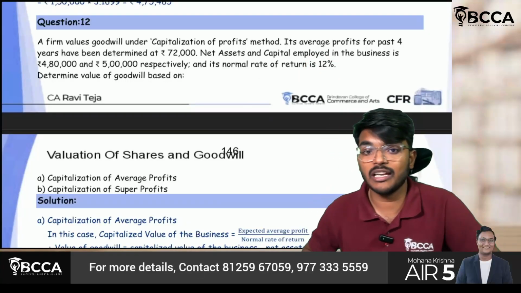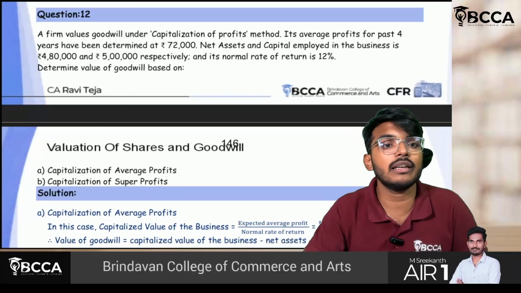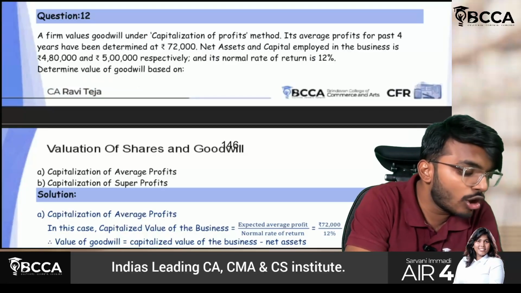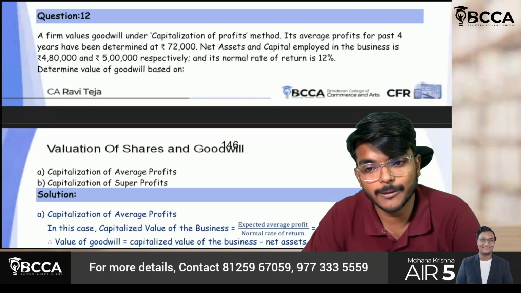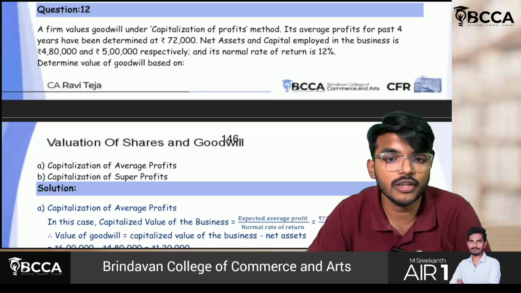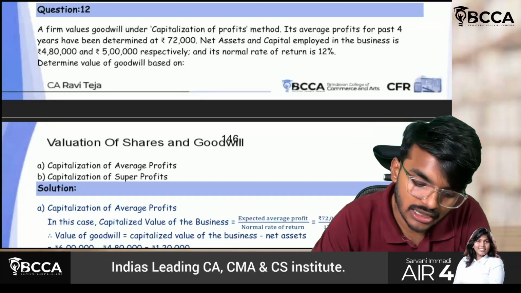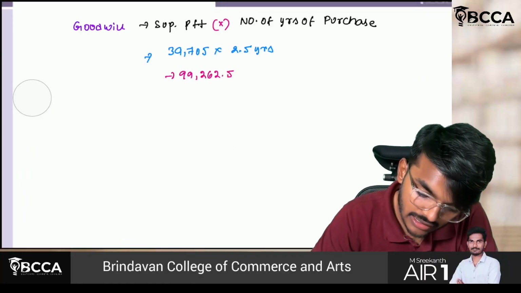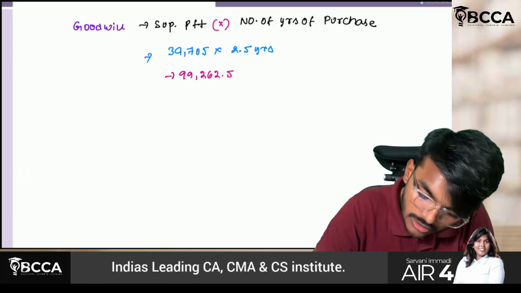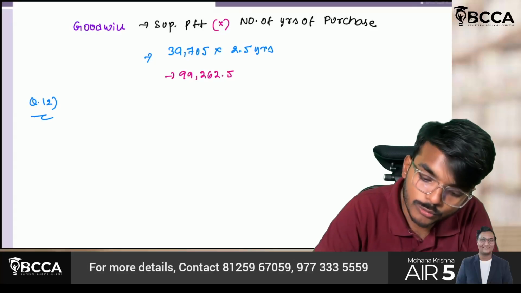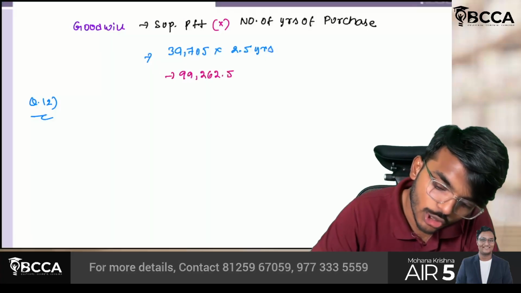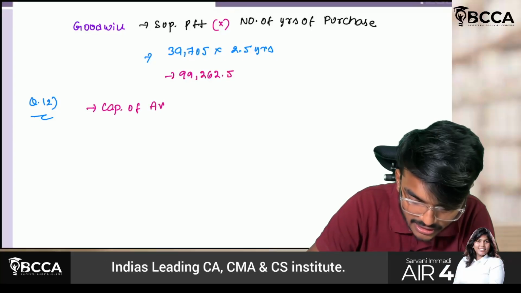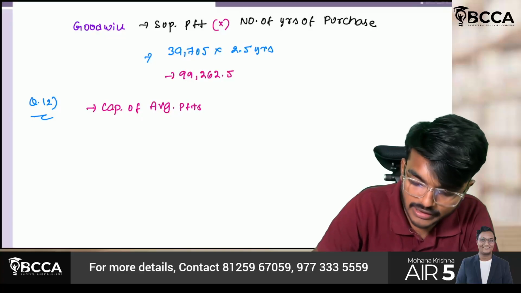Normal rate of return they have also given, and it is how much, sir? 12 percent is the normal rate of return. First, they are asking you to calculate the goodwill based on the capitalization of the average profits method. Guys, let us solve this question as per our formula so that you will link this. First, let us do the capitalization of average profits method.